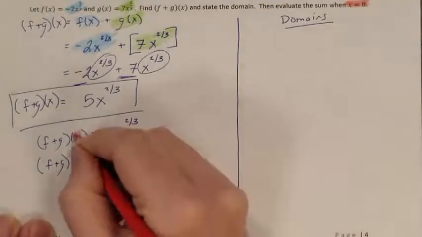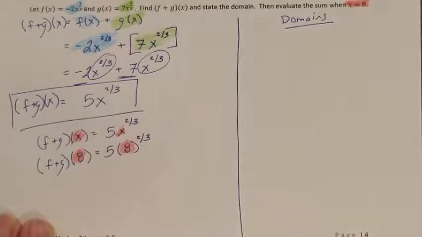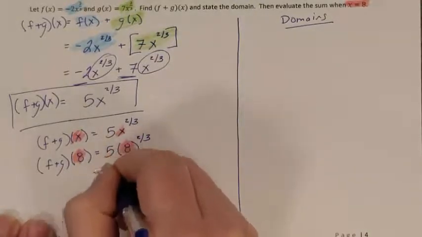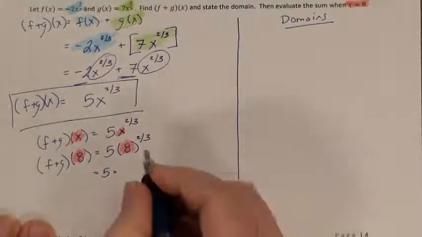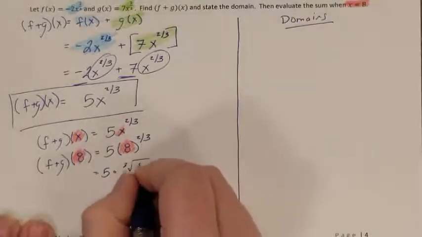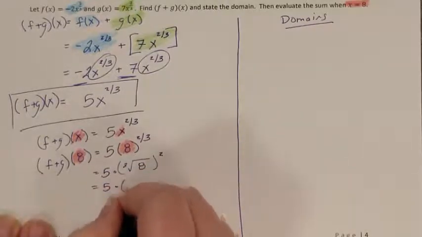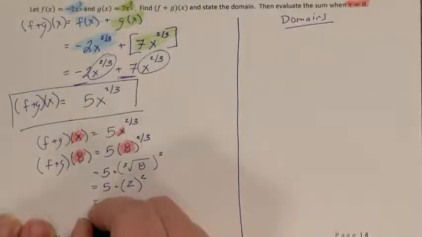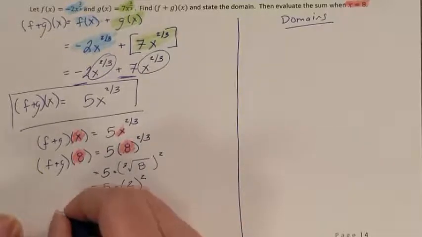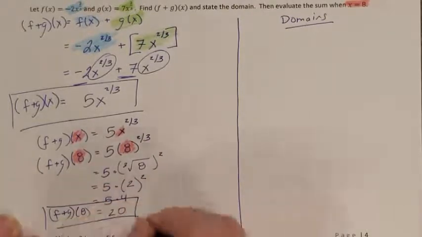My x's were all replaced with the 8's because we're evaluating at 8. So I end up having 5 times 8 to the 2/3 power. I need to change it to the radical so I can see it. So this is the 3rd root of 8 all raised to the 2nd power. So I have 5 times, I know the 3rd root of 8 is 2. So this is now 2 squared, which is 4. So I have 5 times 4, which gives me 20. So the f plus g at 8 rule is 20.